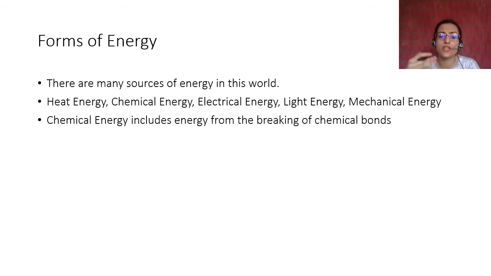Chemical energy includes energy from the breaking of chemical bonds. When you have some compounds, we have talked about compounds and we have talked about equations. For example, this gets converted to this. We have talked about this in the first few chapters, I think third or fourth chapter or something. So we have spoken about chemical energy, about bonds, and about how certain compounds are formed.